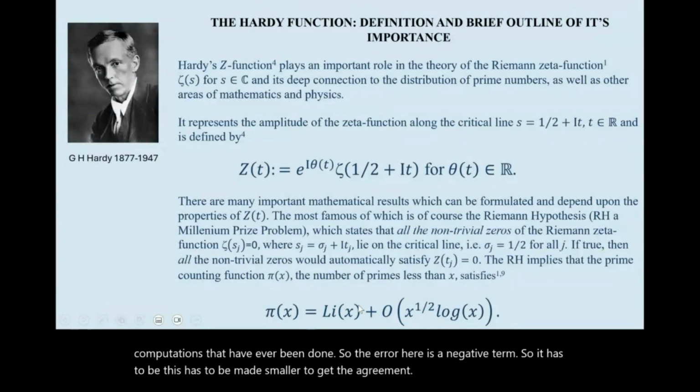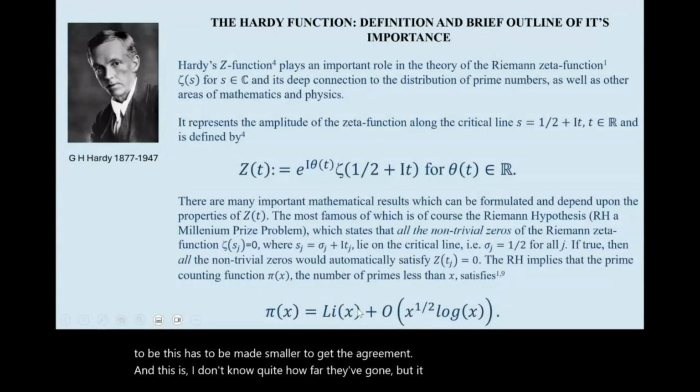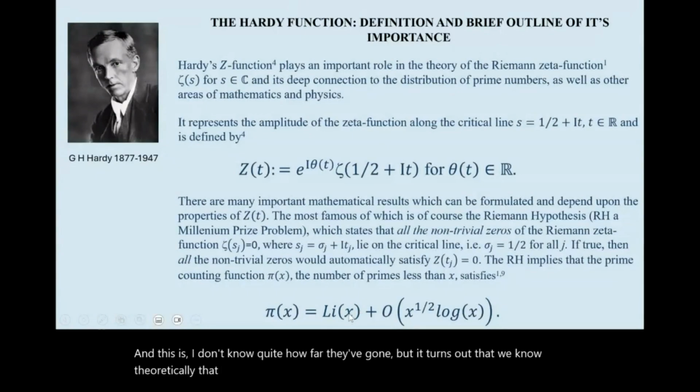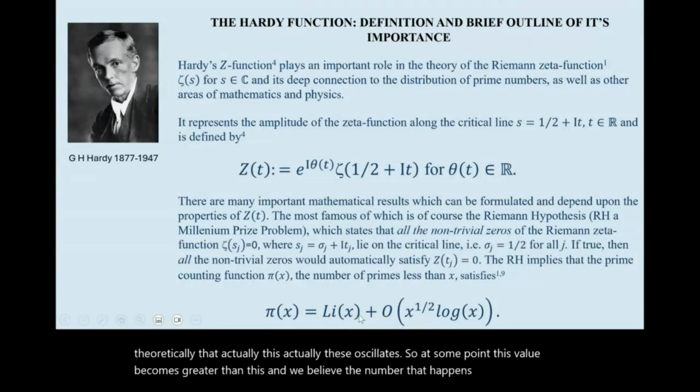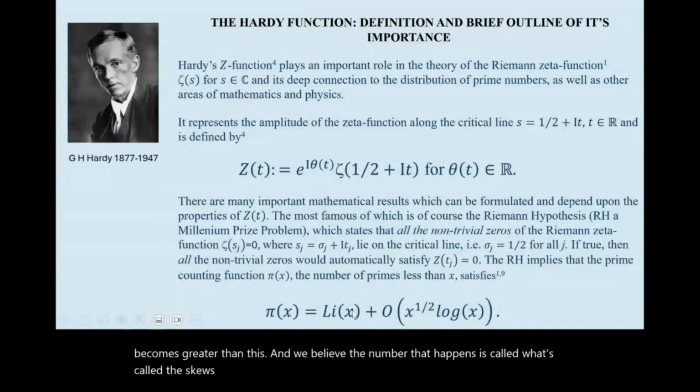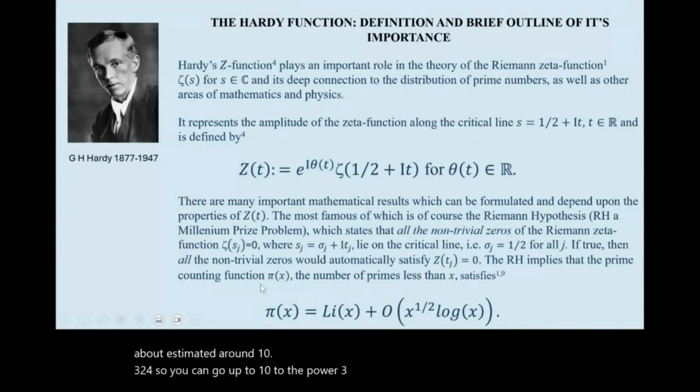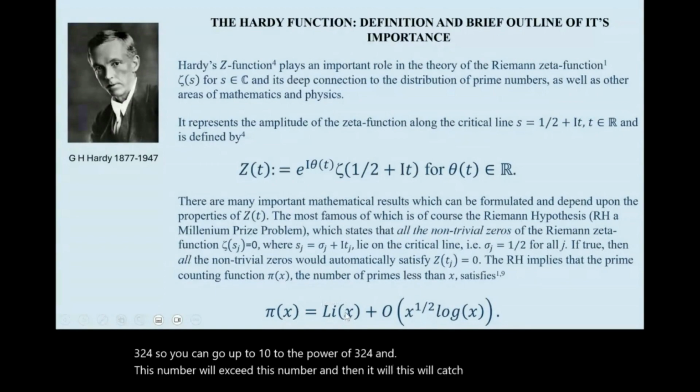I don't know quite how far they've gone, but we know theoretically that these actually oscillate. So at some point, this value becomes greater than this. The number at which that happens is called the Skewes number, and it's estimated to be around 10 to the 324. So you can go up to 10 to the power 324, and this number will exceed this number, and then this will catch up and overtake it.